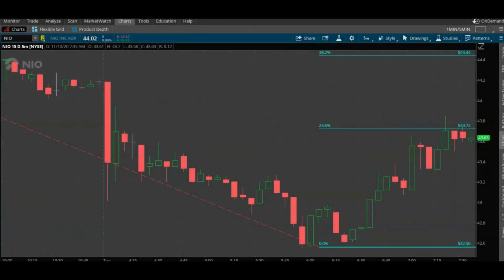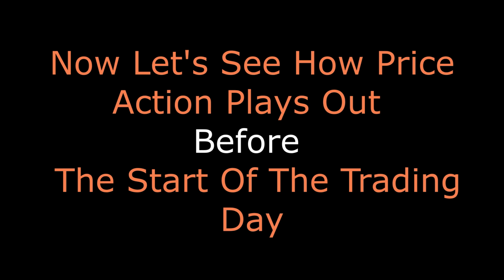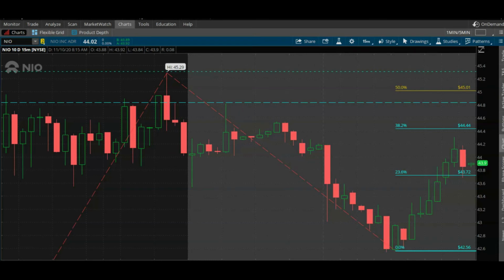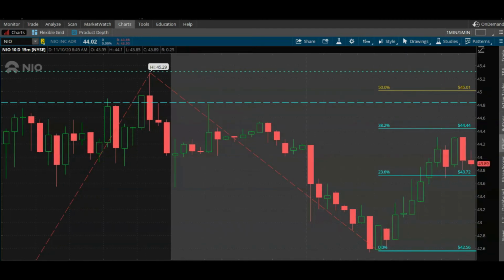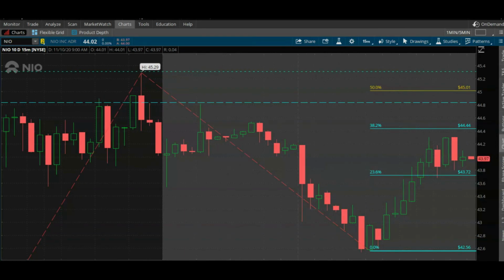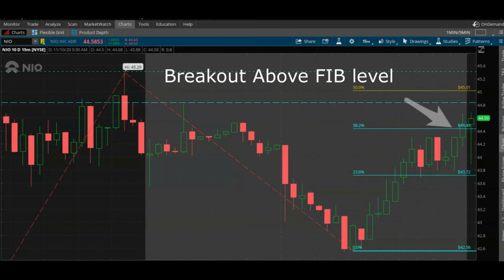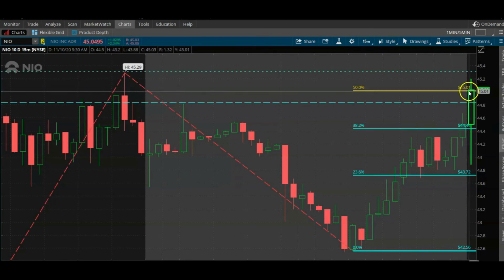Changing the time frame to an even smaller interval helps us see what exactly is going on at this resistance point. The minute it crosses over, it's crossed over our 50% line, and I will confirm this upward trend with my other indicators, and this would be a great entry point.